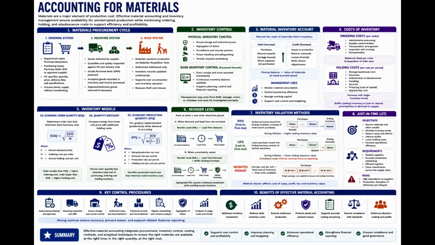Consequently, effective material accounting combines sound inventory control procedures with appropriate analytical techniques to optimize inventory investment and support organizational competitiveness.